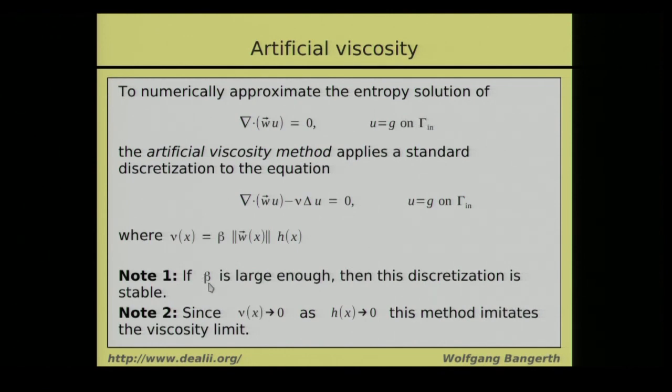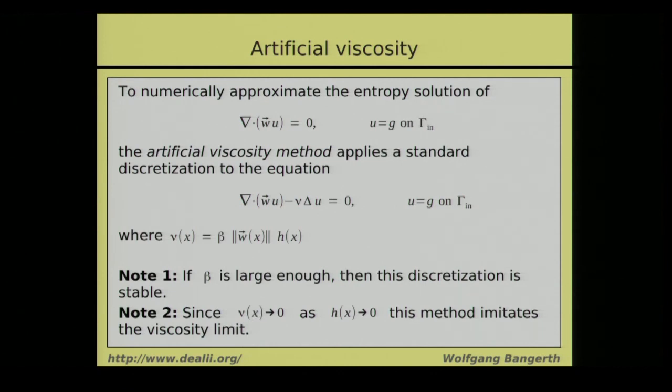Okay? One of the things that is not very difficult to show is that if beta is large enough, then this yields a discretization that is stable. So I can use, for example, the typical Q1 elements for this, and I will find that the oscillations do not grow. As a matter of fact, they will become smaller and smaller, and the solution will converge to something that looks like what I want. It imitates the viscosity limit, or the artificial diffusion limit, because as h goes to 0, so if I make my mesh size finer and finer and hope to approximate the exact solution better and better, the artificial viscosity also goes to 0.